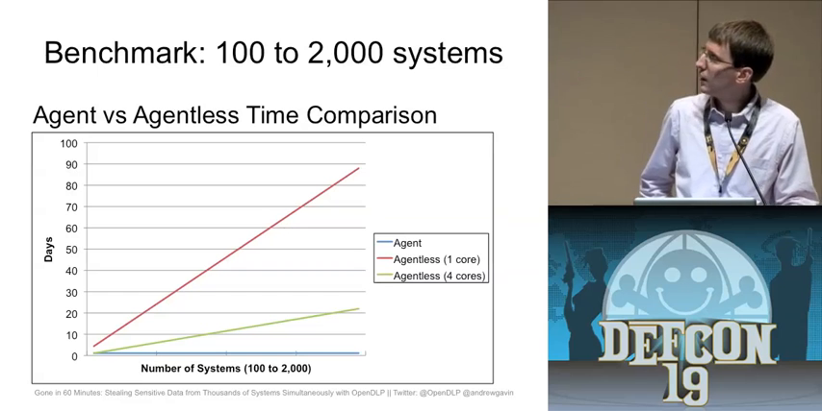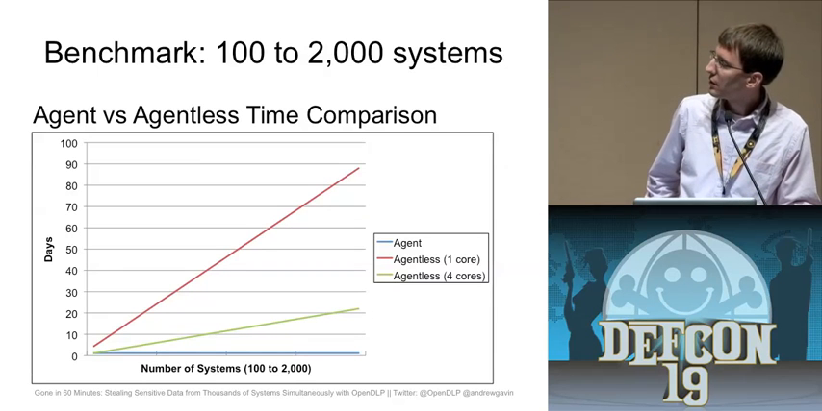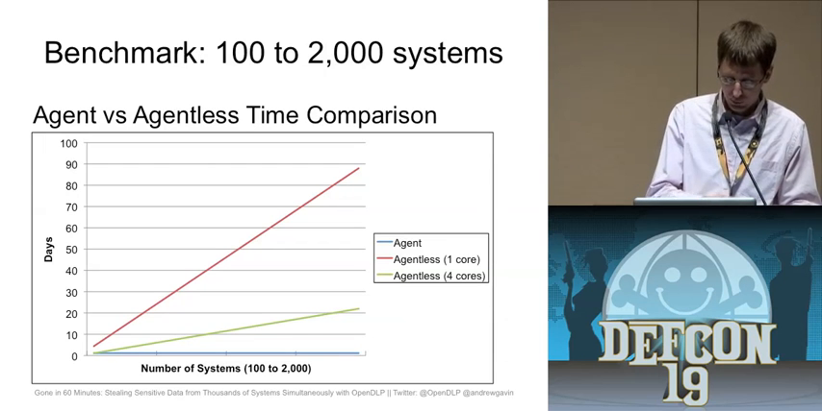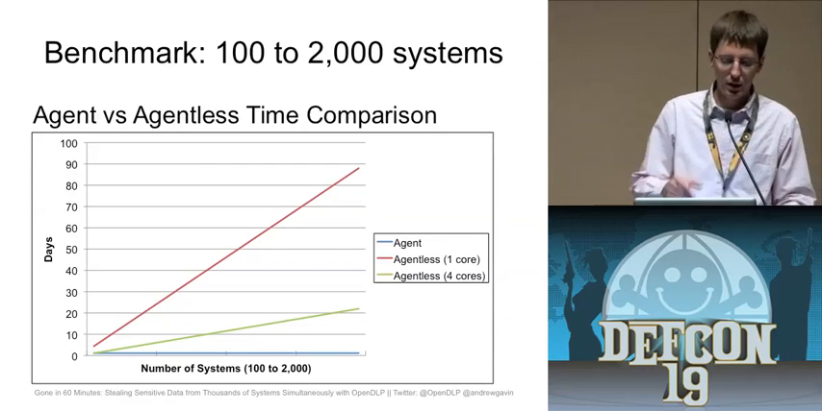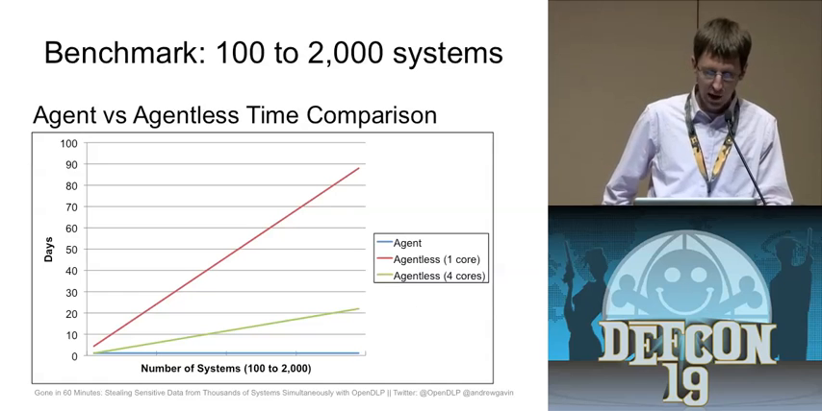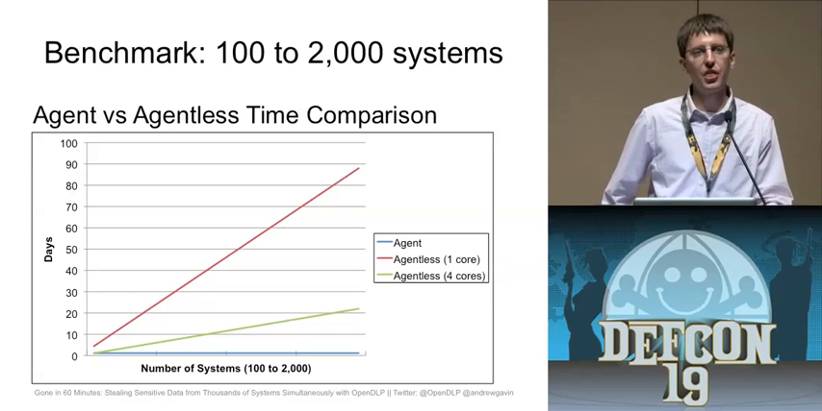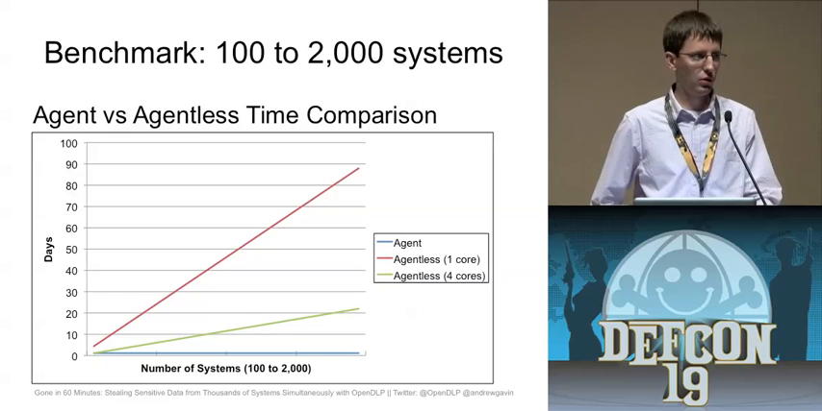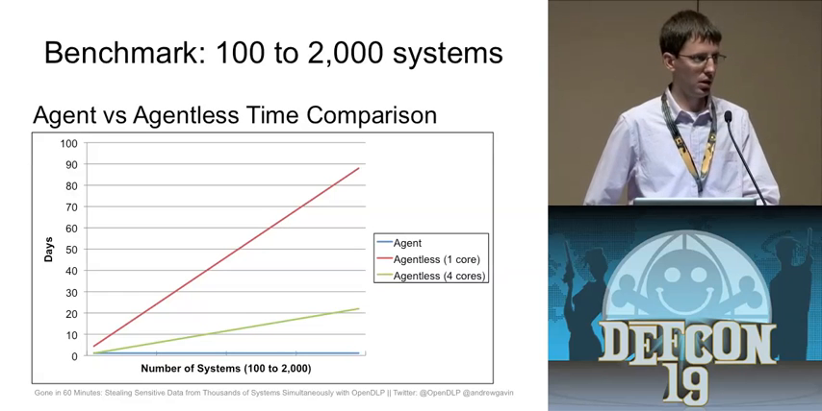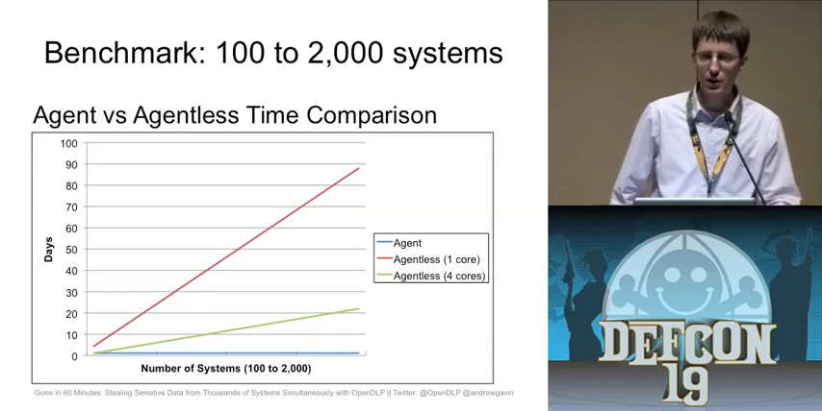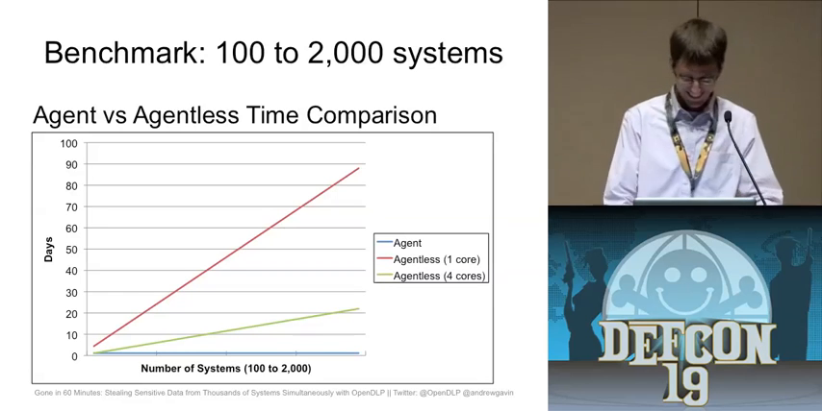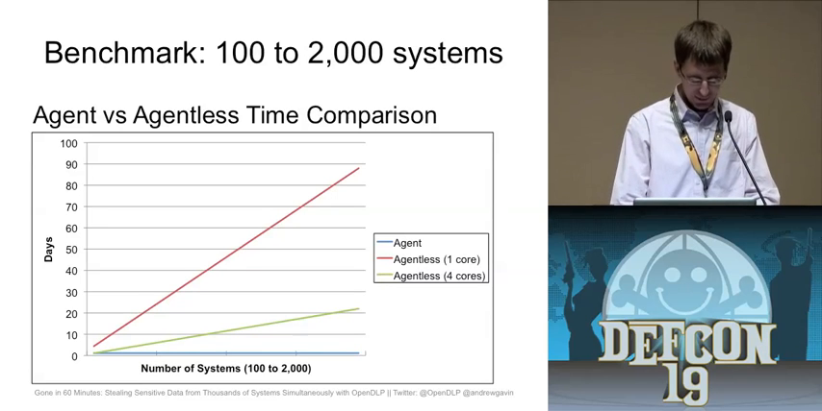Oh, sorry. On the bottom, there's really not much information. It just says that this graph goes from 100 to 2,000. Sorry about that. So for 2,000 systems, which is way on the right, it'll take almost 3 months to scan 2,000 systems with the single core system that I used for my benchmark. But with the OpenDLP agent, it just takes 1 hour, and you can't see that, but trust me, it's there. So it just remains flat.